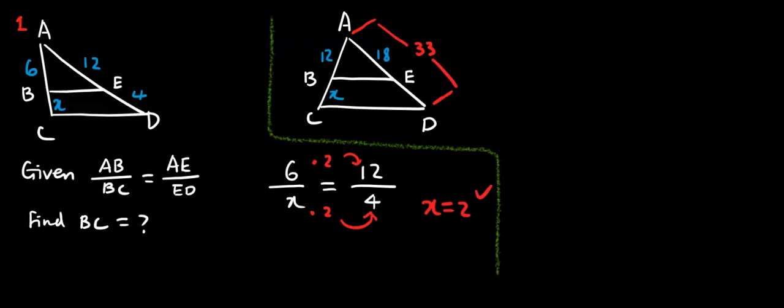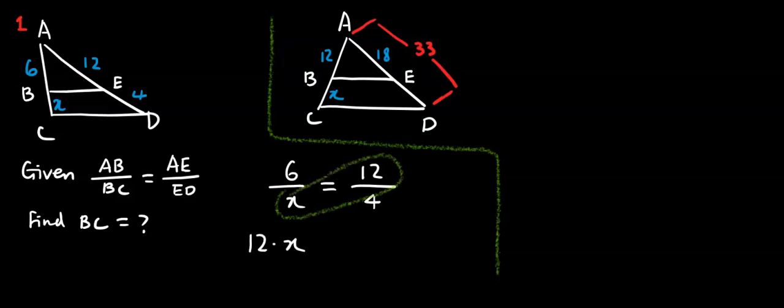You can do this, or you can say, let me practice my cross product. Okay? All right, let's practice cross product. We're going to multiply 12 times X. The product of means is always equal to the product of extremes, equals 6 times 4.